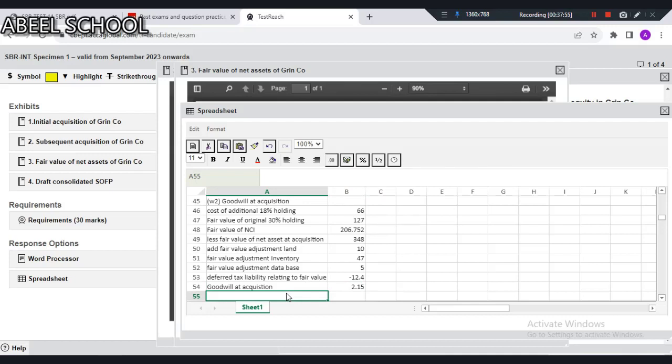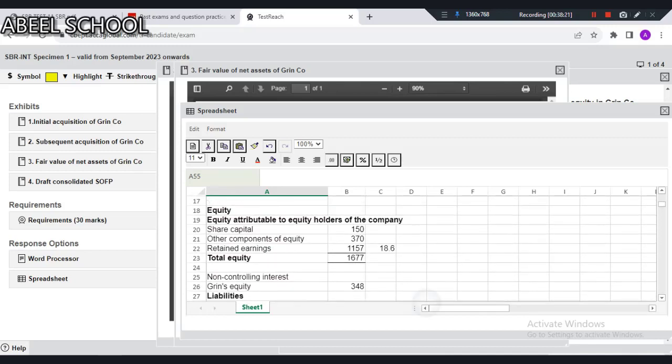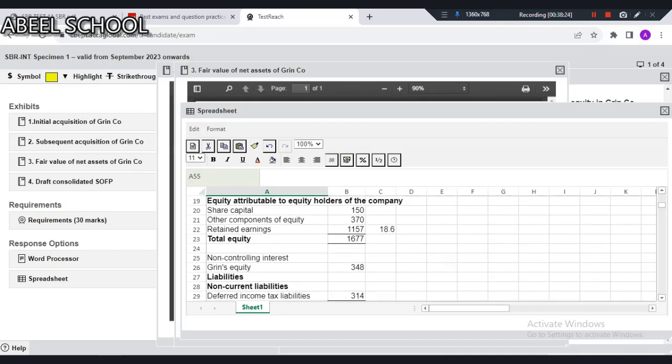Now listen carefully. In group accounts, what happens? You need to remove the investment in your subsidiary, as well as you need to remove the equity of your subsidiary. If you check, they have shown you something. See, Grin's equity will be removed. We need to remove Grin's equity. And what else do we need to show? Let me show here.